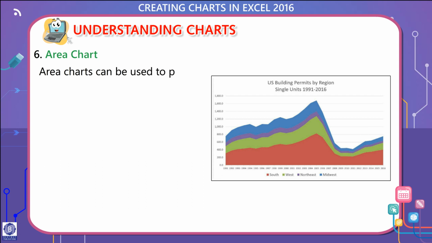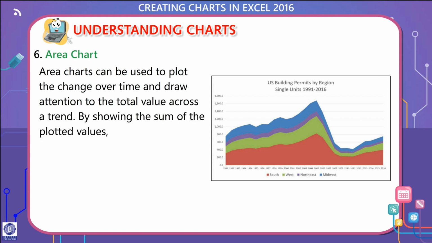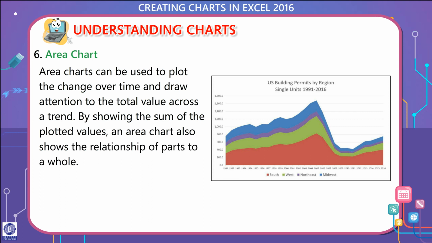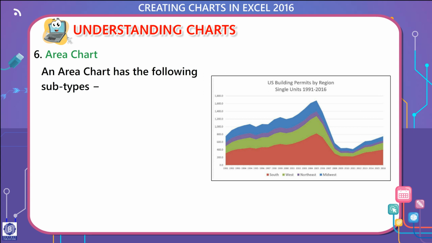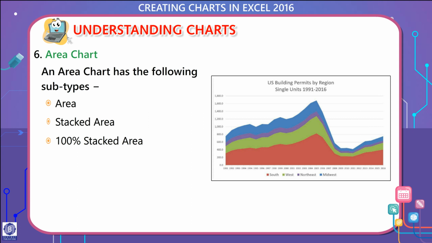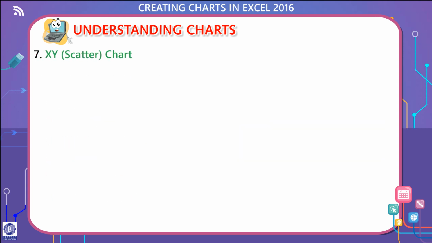Area chart. Area charts can be used to plot the change over time and draw attention to the total value across a trend. By showing the sum of the plotted values, an area chart also shows the relationship of parts to a whole. To create an area chart, arrange the data in columns or rows on the worksheet. An area chart has the following subtypes: area, stacked area, 100% stacked area, 3D area, 3D stacked area, 3D 100% stacked area.